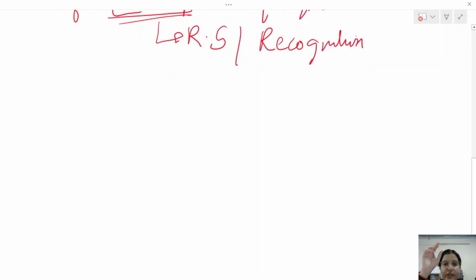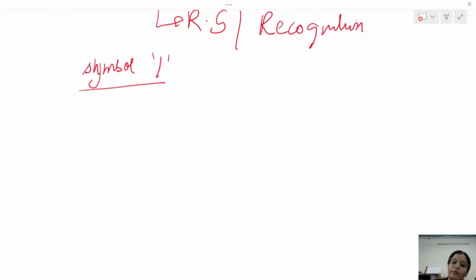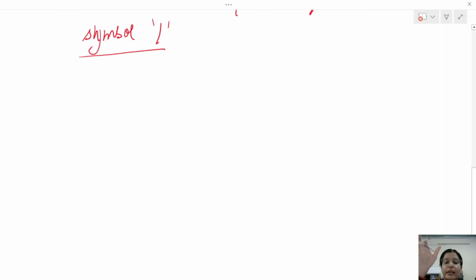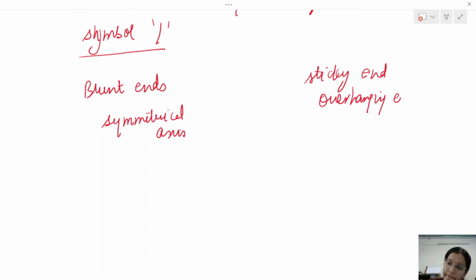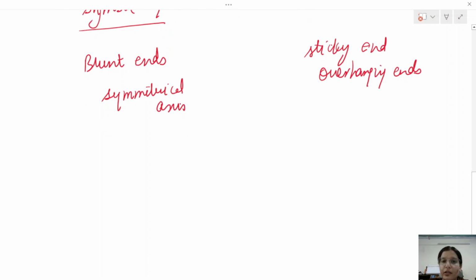When the restriction endonucleases cut the nucleotide sequences, it is generally shown by this symbol. Restriction endonucleases result in blunt ends or sticky ends. What are blunt ends? It falls under the symmetric axis. And what about sticky ends? These are the overhanging ends. It doesn't fall under the symmetric axis.